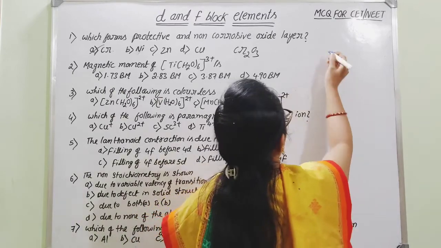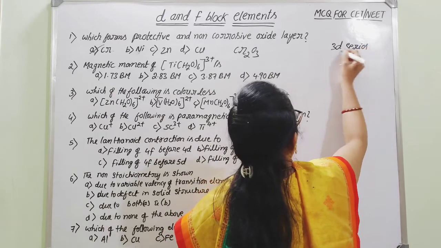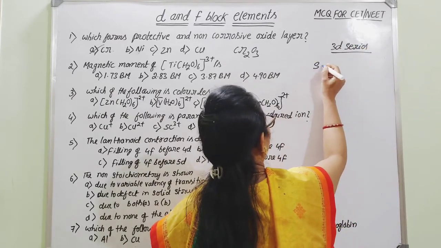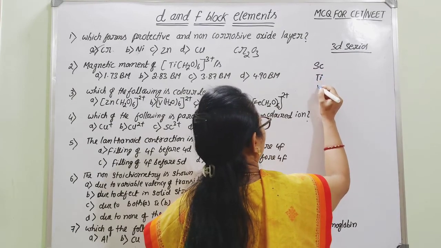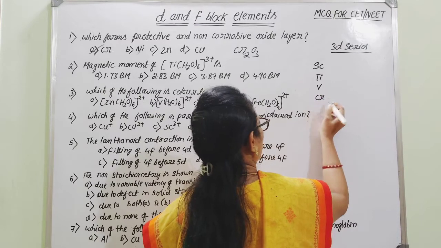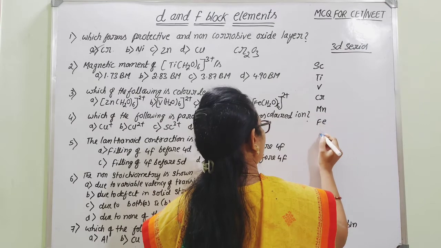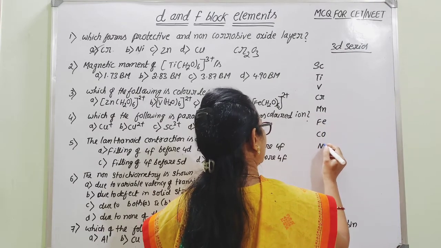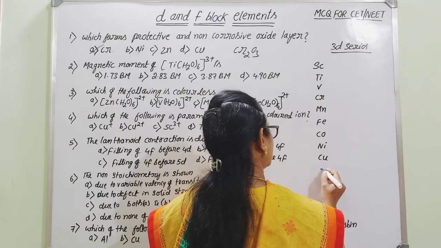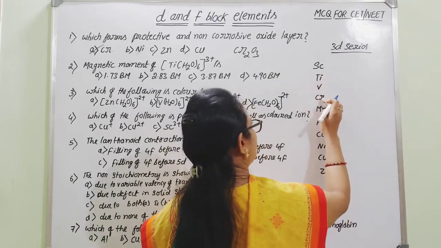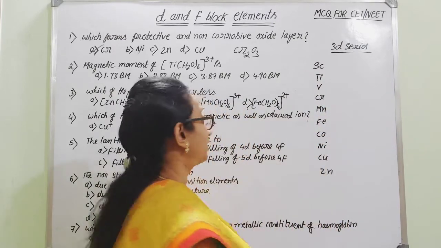Therefore, let me consider those elements which come under the 3d series. The elements which belong to the 3d series are, we can start from scandium, titanium, vanadium, chromium, manganese, iron, cobalt, nickel, copper, zinc. 1, 2, 3, 4, 5, 6, 7, 8, 9, 10. Totally 10 elements we are considering.